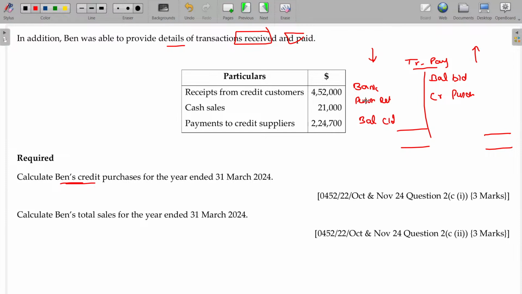Receipts from the credit customers being 4,52,000. This will not come because it's a trade receivable item, but we have to prepare trade payables. For calculating the credit purchase, we have to prepare trade payables. And cash is not required. Payment to credit suppliers, this one, so we can post this 2,24,700.